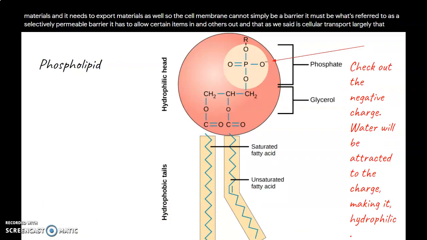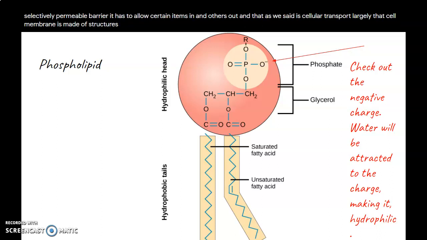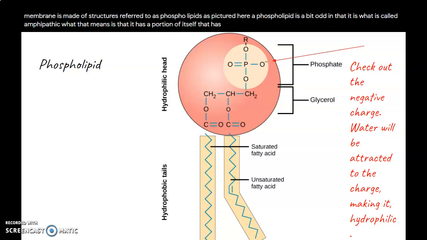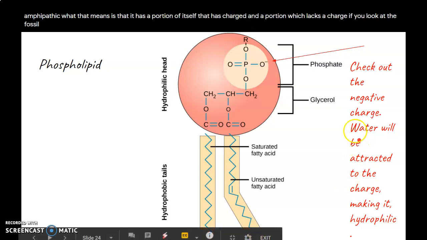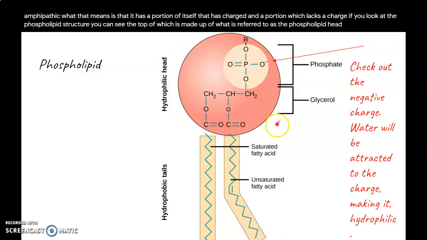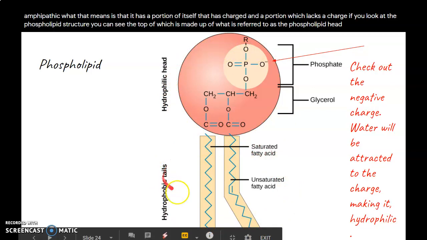Largely, that cell membrane is made of structures referred to as phospholipids, as pictured here. A phospholipid is a bit odd in that it is what is called amphipathic. What that means is that it has a portion of itself that has charge and a portion which lacks a charge. If you look at the phospholipid structure, you can see the top of which is made up of what is referred to as the phospholipid head, the bottom portion by what are called the two tails, which are just fatty acids.